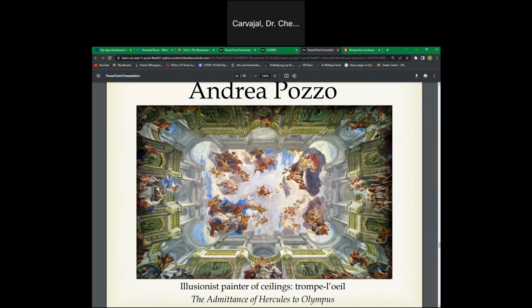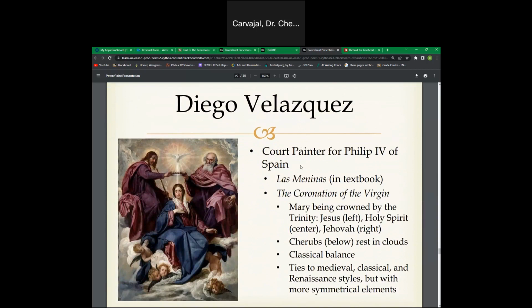But again, it's to add the emotional impact, that idea, that sense of awe, that sense of oneness with the universe, all of this kind of stuff. So Baroque. And then we get to Diego Velázquez, who was a Spanish painter, and he painted for the court of Spain for several different Philips, but especially for Philip IV, who ruled the longest in that time period.